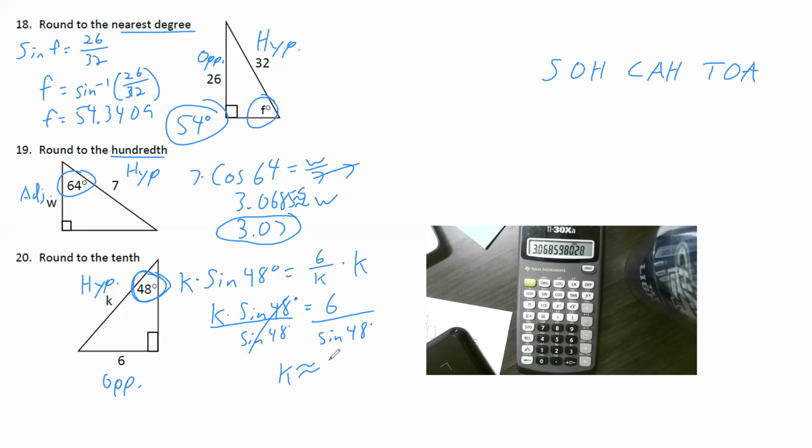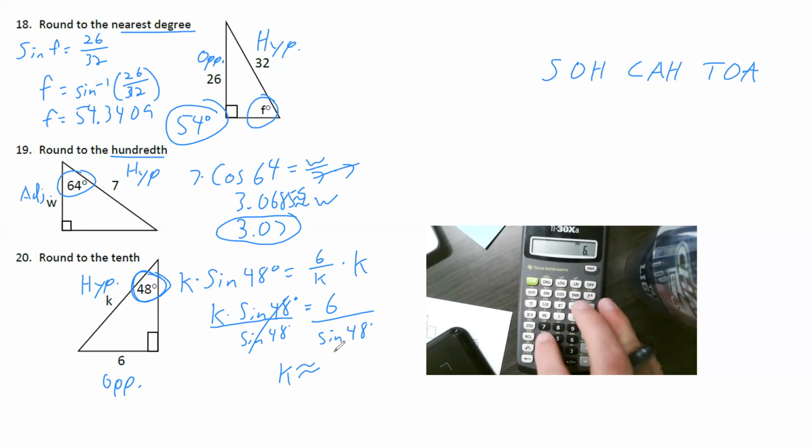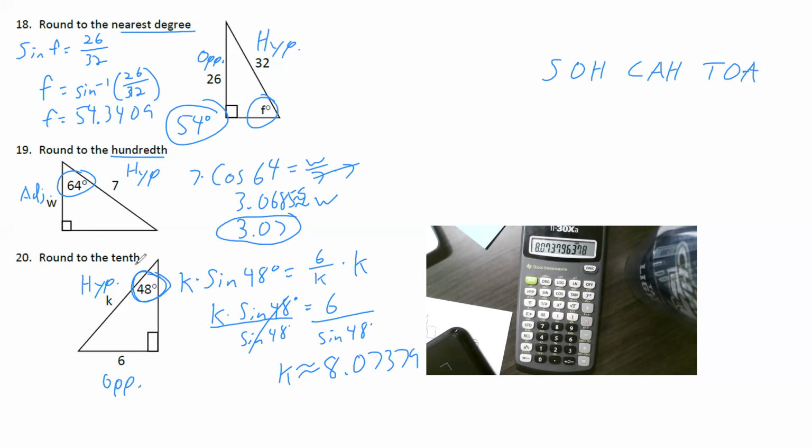So plug that into our calculator. What does it give us? 6 divided by 48 sine equals 8.07379. It said round to the nearest tenth, so we're going to round to 1 decimal place. So 8.1 is going to be our answer. Questions there?